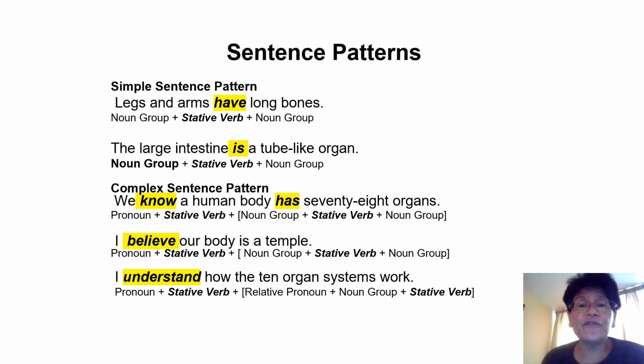Please observe the following sentences. Stative verbs may be used in different sentence patterns. In order to notice the differences, first identify the conjugated or finite verbs. In the examples, the finite verbs are highlighted in bold-faced italics. Second, pay attention to the words preceding the verb and the ones following. They are noun groups.